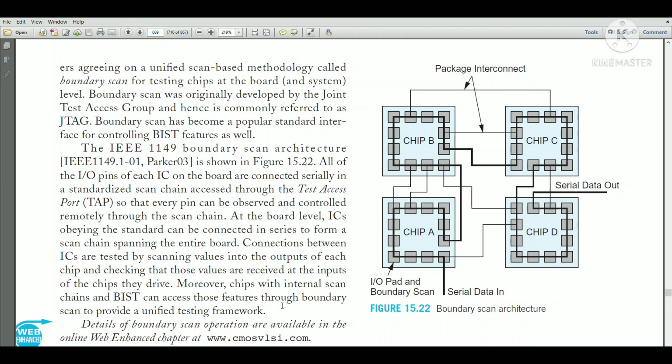Details of boundary scan properties can be seen on this particular website. If you want to see, you can go and check the data there. Okay, so this is how the boundary scan architecture has been implemented.